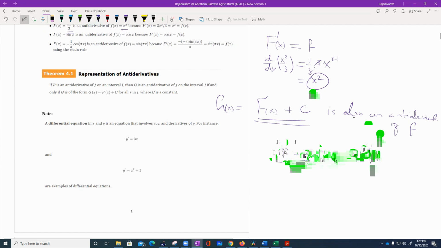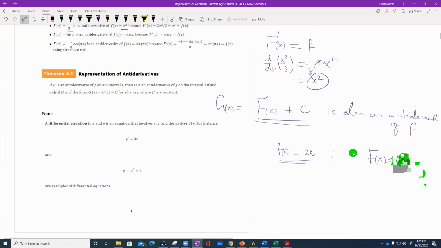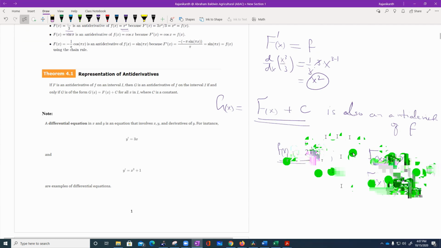What does that mean? That means you need to find one function F(x) whose derivative should give back 2x. Which function? X squared. Very good. So your F(x) would be x squared, right? If you take the derivative of x squared, you should get 2x. So this is an antiderivative of 2x, obviously.